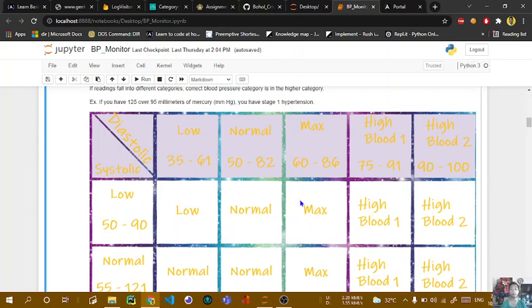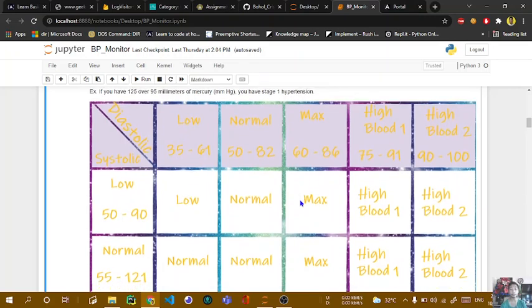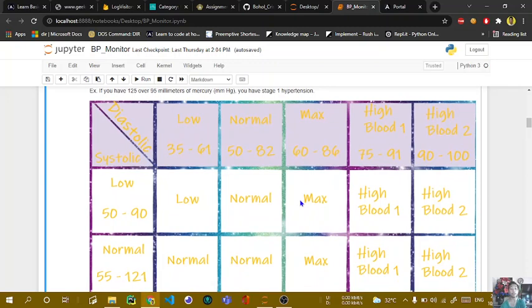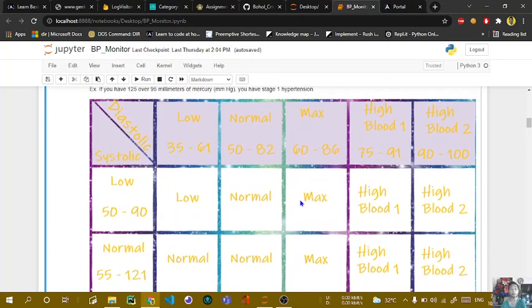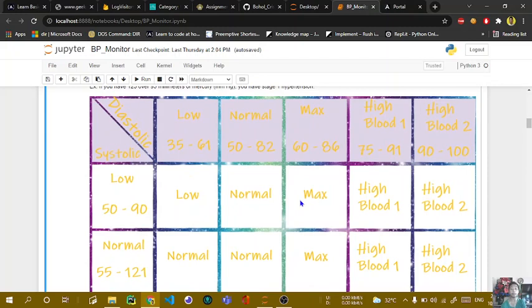So if the readings fall into different categories, like if my systolic is low and my diastolic is max, then max would be my reading. If normal and high blood 1, then high blood 1 would be my reading. But if they are in the same category, that category would be the reading of your BP. Like if low systolic and low diastolic, low BP would be the result.